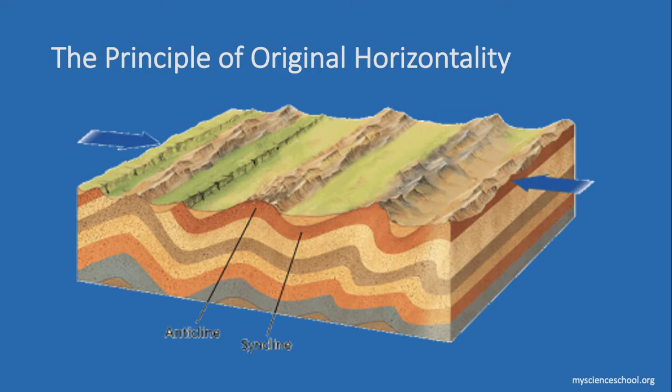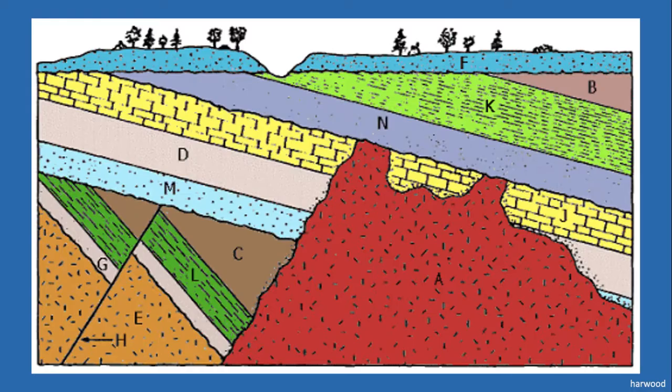Here we have some folding going on. The layers are no longer horizontal, but they were originally horizontal. And the same with the layers of rock in this picture. They were originally horizontal, but there was some tilting. And then that F layer on top, that's a new horizontal layer that's formed since the tilting happened. A lot of other things happened in this picture too, and we'll get to that.